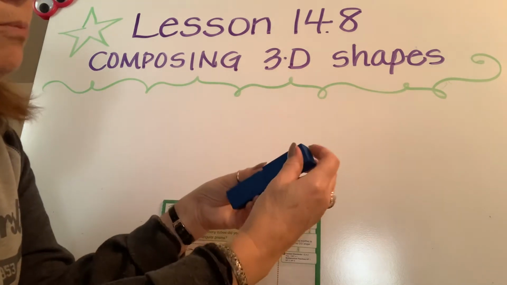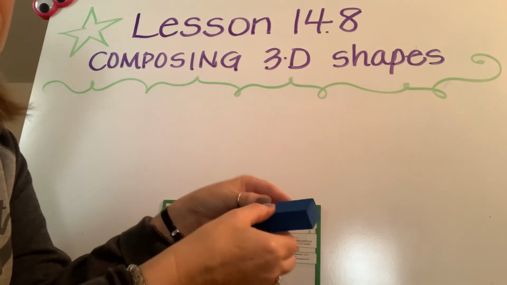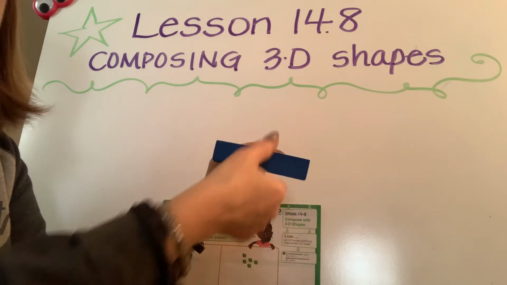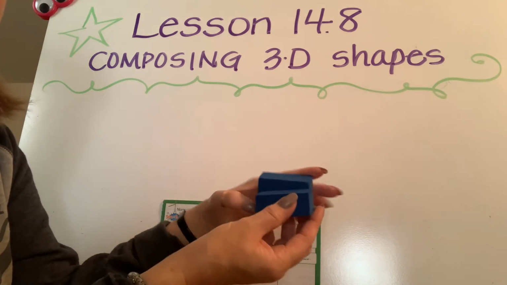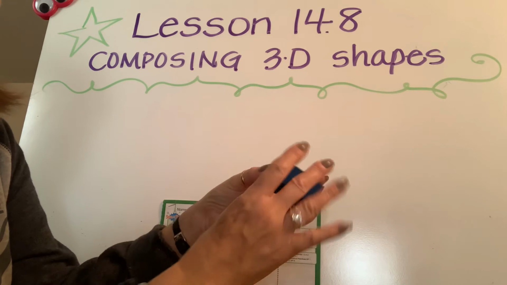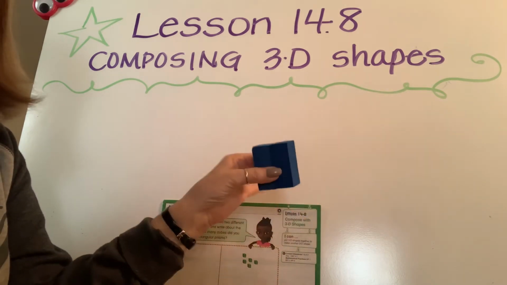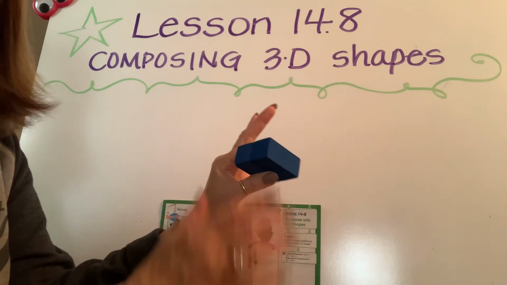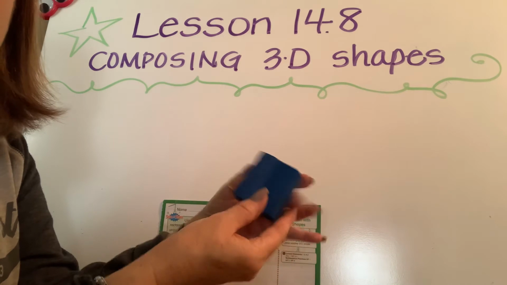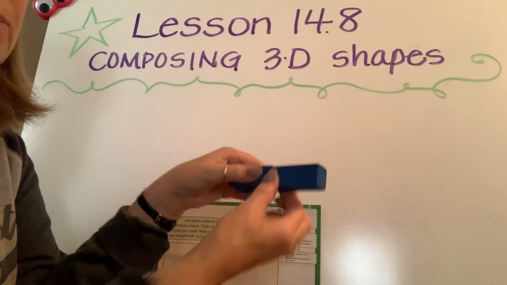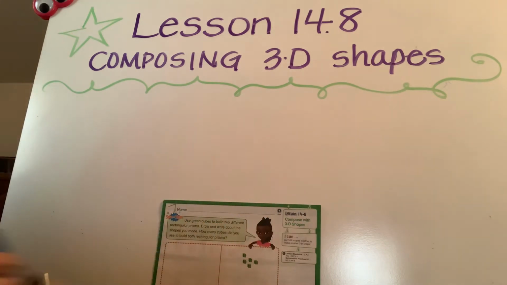I'm going to add 2 more cubes. And what did I do? I made a very long rectangular prism. Now, what if I took those 4 cubes and put them together this way? Is it still a rectangular prism? Yes. So using 4 cubes, I can make this shape, or I can make this shape.